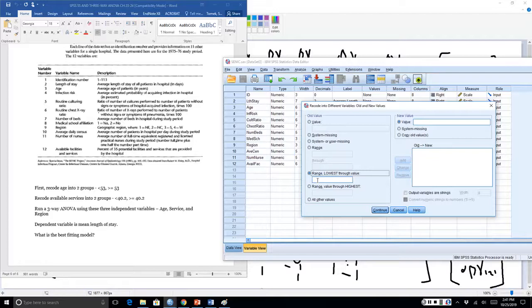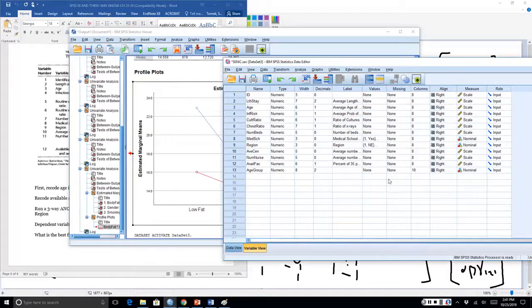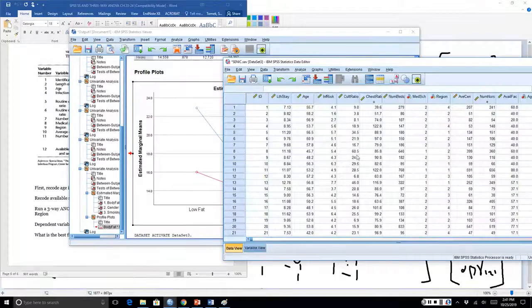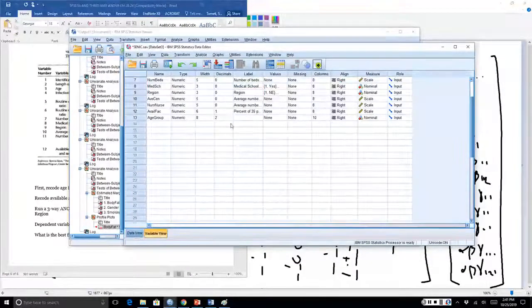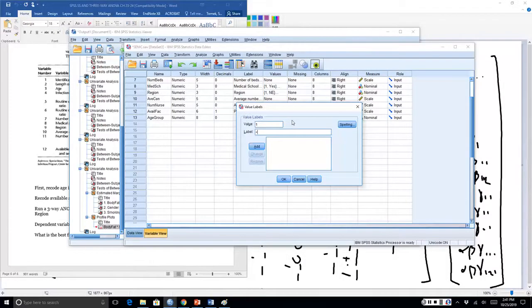So the lowest through 52.99 is going to be a 1. And then 53 to the highest is going to be a 2. Again, you can slow me down. Hit OK, and we should see a new variable, age group. I'm going to go ahead and now format this, get rid of the decimal places, put values in. 1 is less than 53, and 2 is greater than or equal to 53.